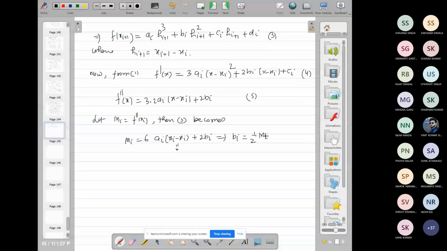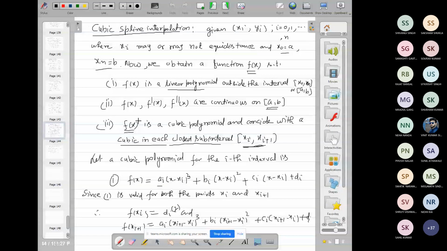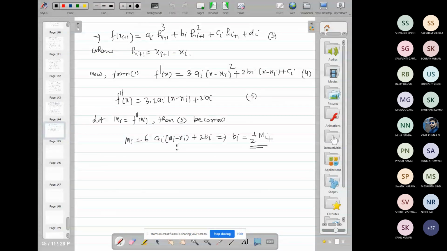Now bi is determined. Actually, our aim is to determine ai, bi, ci, and di. di is f xi, it is known. And here we obtain bi. The remaining are ci and ai. We need to determine ci and ai.